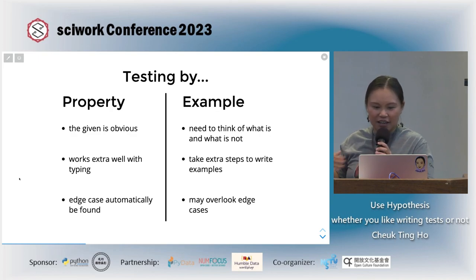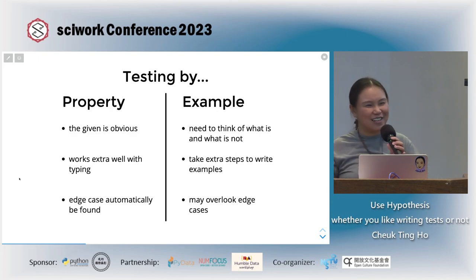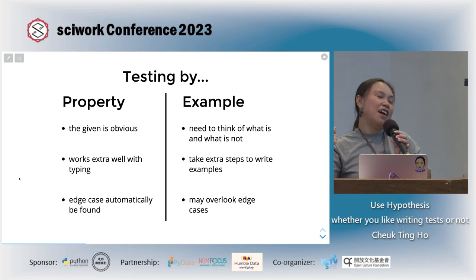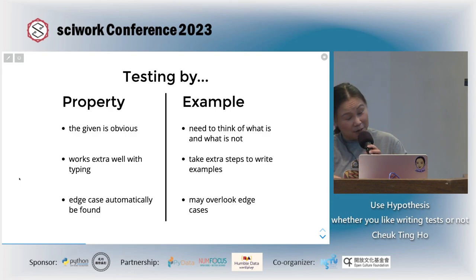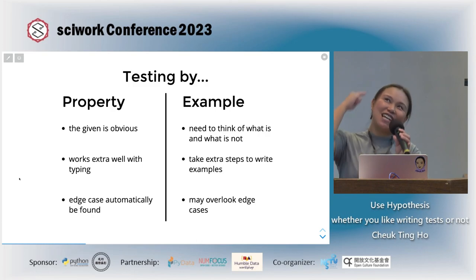Another thing is that with test by example, sometimes you forget to test some important things. For example, you are testing positive integer, but you're supposed to actually test zero as well. So it's a non-negative integer. You overlook that you should test zero as well.